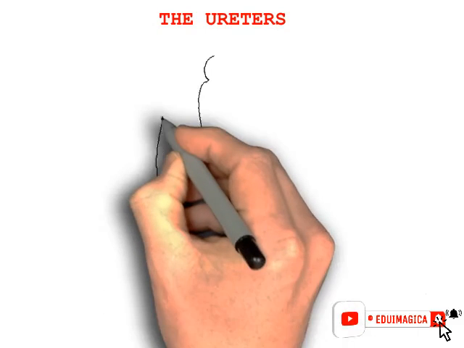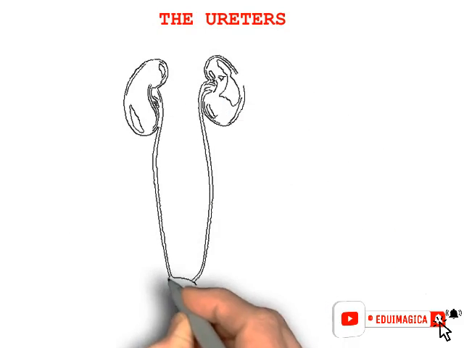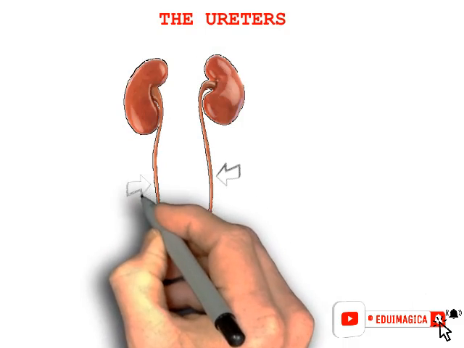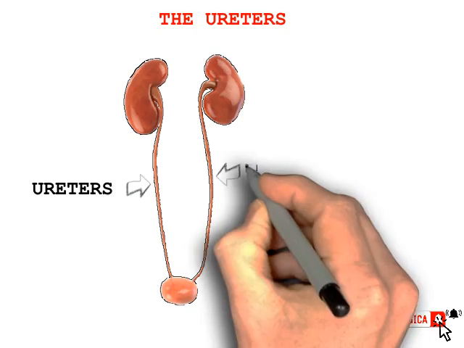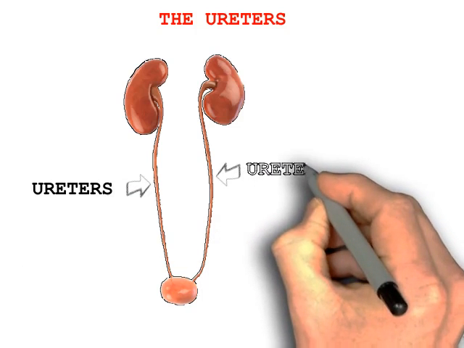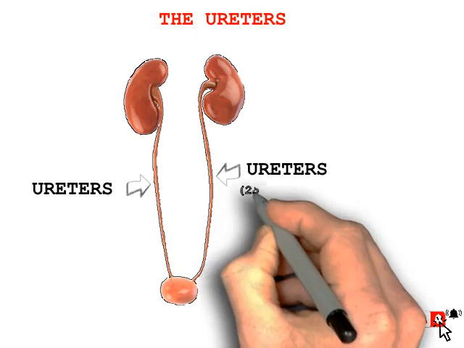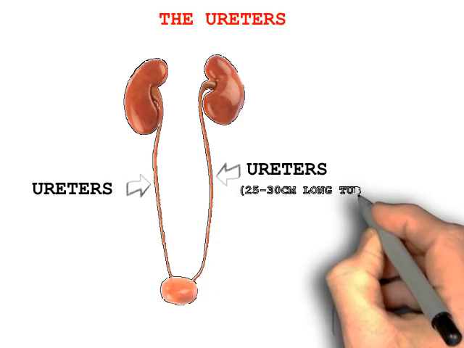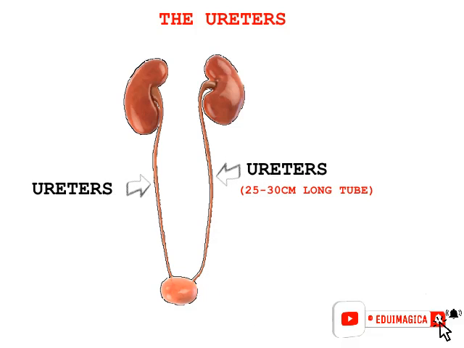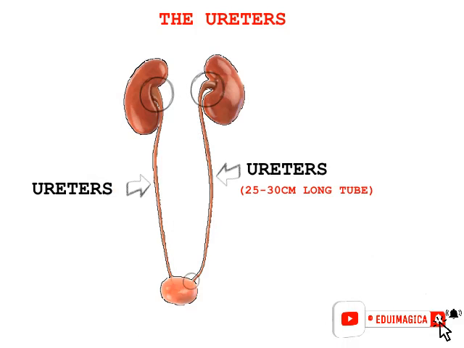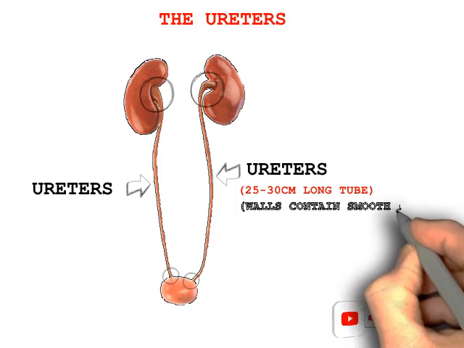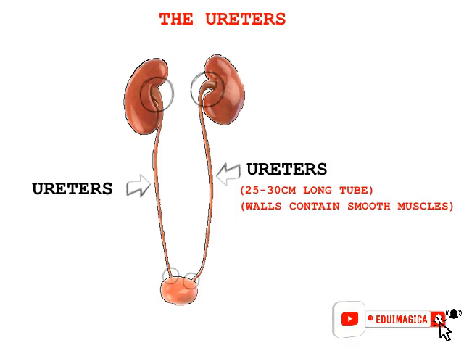The urine that is formed in the kidney is then passed down with the help of these structures, which are known as the ureters. These ureters are 25 to 30 cm long tubes that exit the kidney through the hilum and run down into the urinary bladder. The walls of the ureter have smooth muscles in them that help to propel urine forward from the kidney into the urinary bladder.